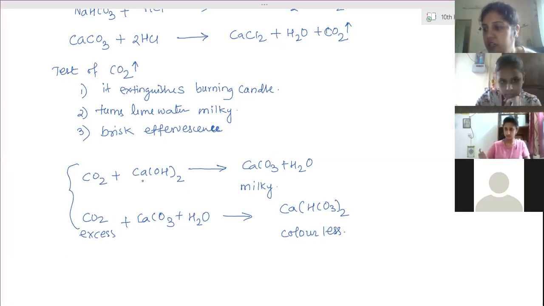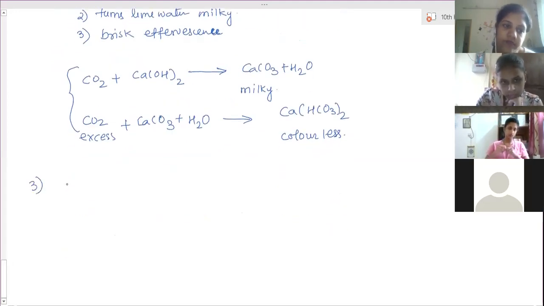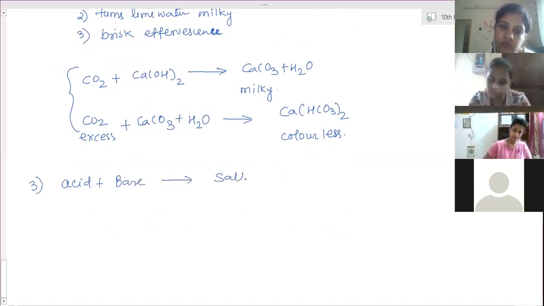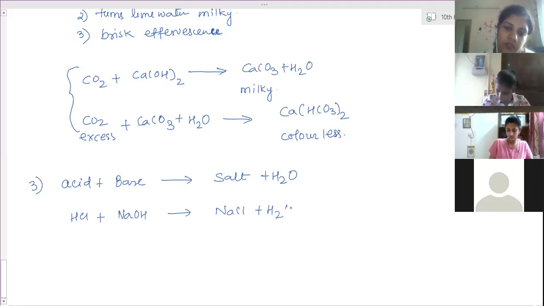Then the third type of reaction is with base. Acid plus base forms salt and water. HCl and NaOH combine to form NaCl plus H2O.